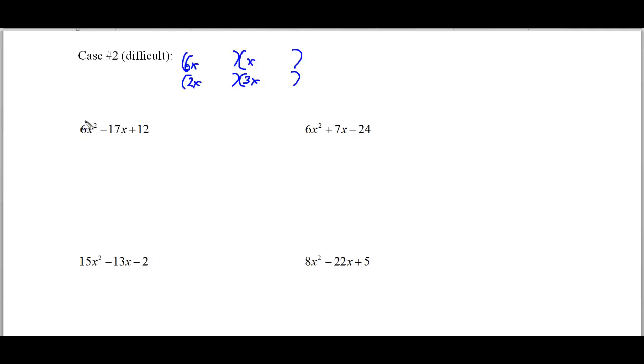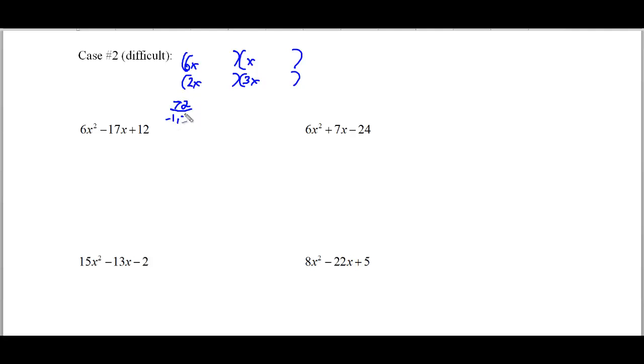The first thing I'm going to do is take the 6 and multiply it by the 12. So take my first term, leading coefficient, and then multiply it by the solo number here. 6 times 12 is 72. What this means is that now I'm going to take my 72 and try to find factors of 72 to make negative 17. Now, since this is a positive third term and a negative second term, then I have to look at ways to break down 72 with 2 negatives.